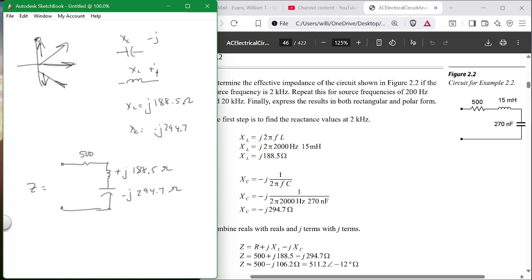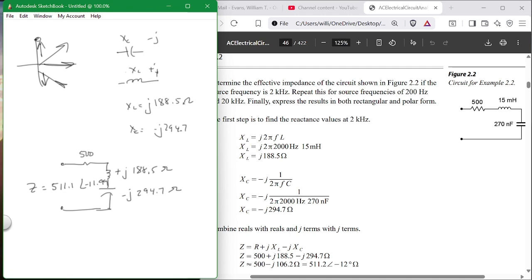500 plus 188.5 I minus 294.7 I equals. Okay, option, down arrow, 1, answer is what? What is your answer? Z is equal to what? 511.1 at minus 11 point some degrees, 0.99 degrees.